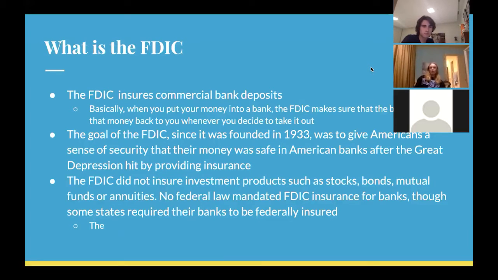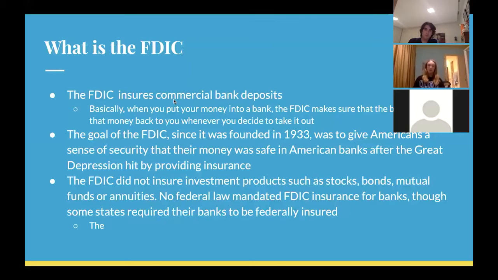But it didn't insure investments such as stocks and bonds and mutual funds or annuities. No federal law mandated FDIC insurance for banks, though some states required their banks to be FDIC insured. So there could be banks that don't have FDIC insurance. Having a bank without FDIC insurance is hard to come by, and you do not want to put your money in that bank. So please don't do that. But stocks and bonds and any additional investments are not insured.